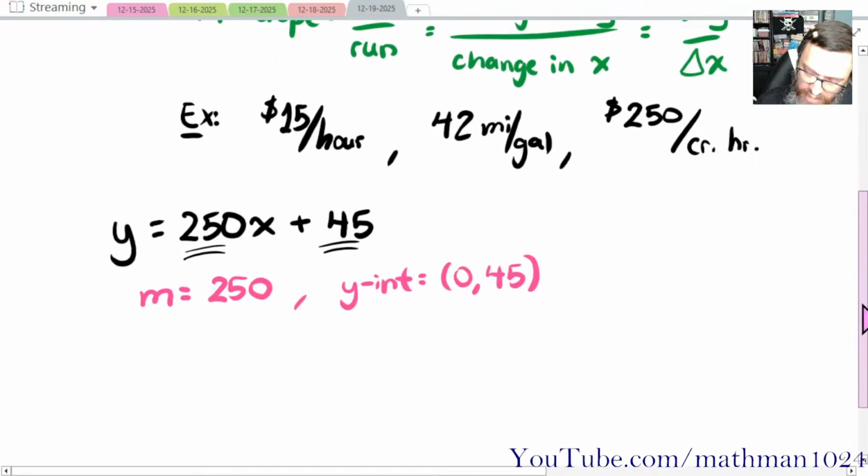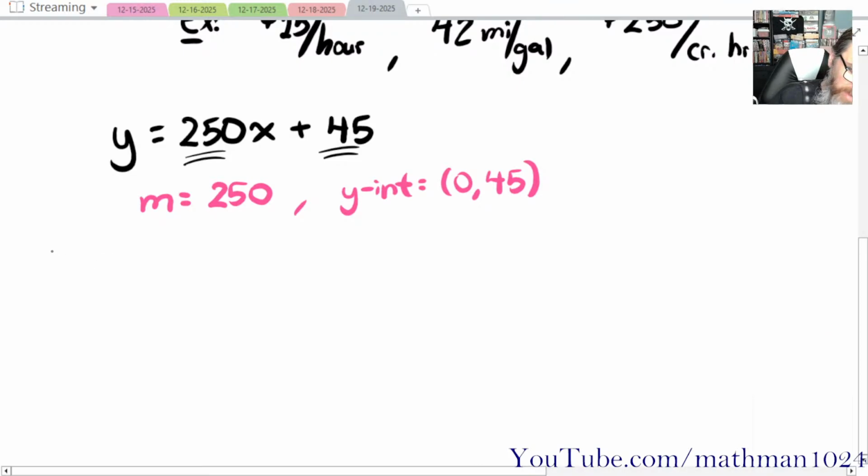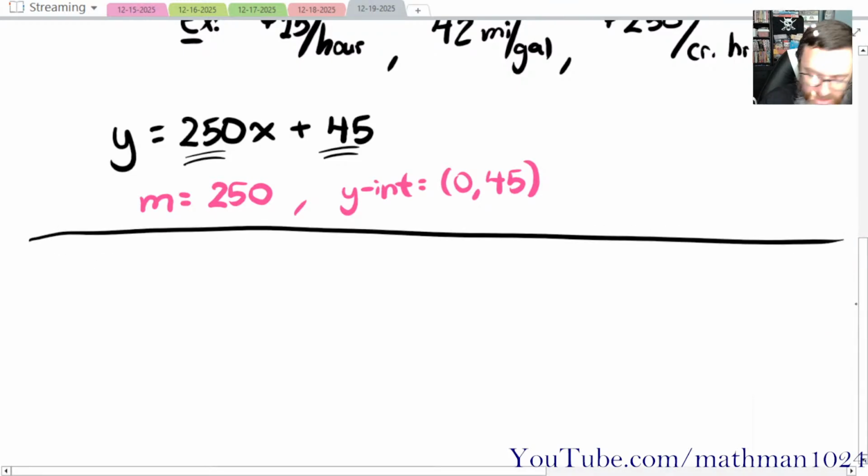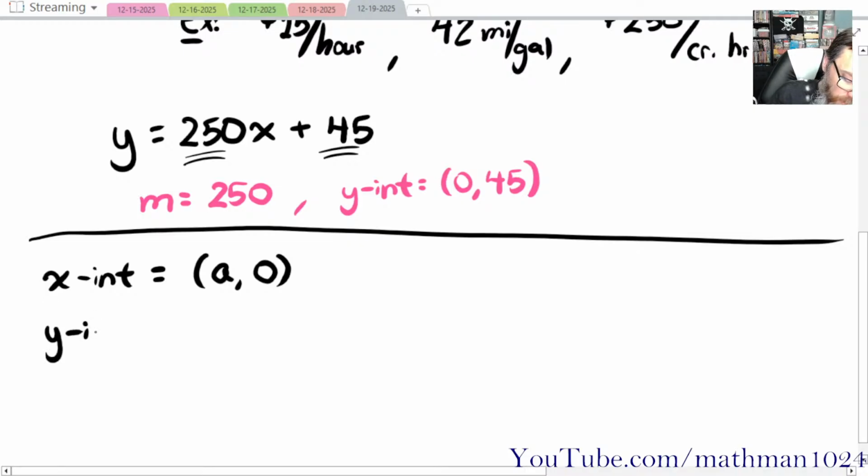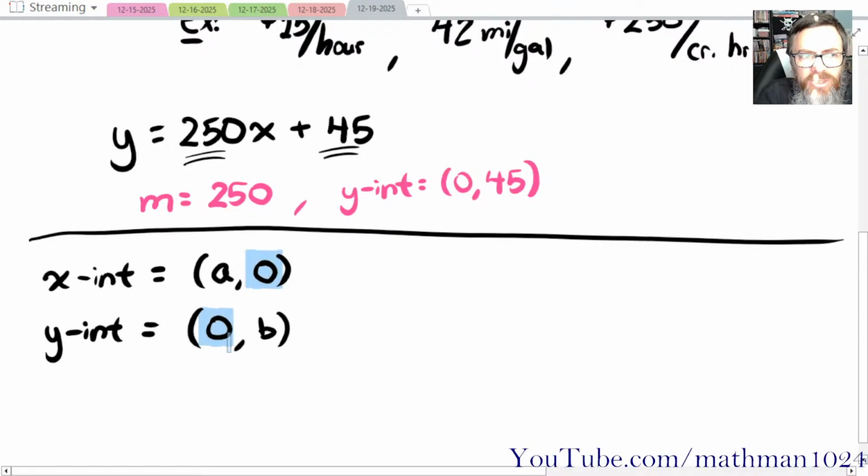So some other stuff that I want to talk about here with linear equations is just some common things that you're going to see. When we talk about an x-intercept, this is going to be the point where you cross the x-axis. And these will be of the form (a, 0). The y-intercept, the place where you cross the y-axis, is (0, b). So these are the things that you need to keep in mind about these x and y intercepts. Part of the coordinates you already know.